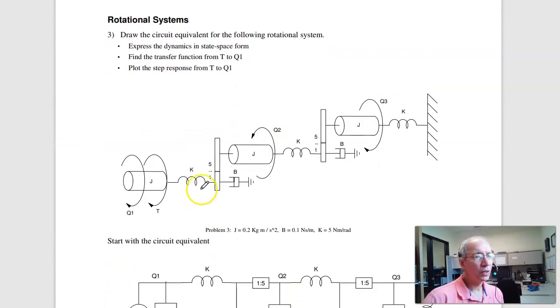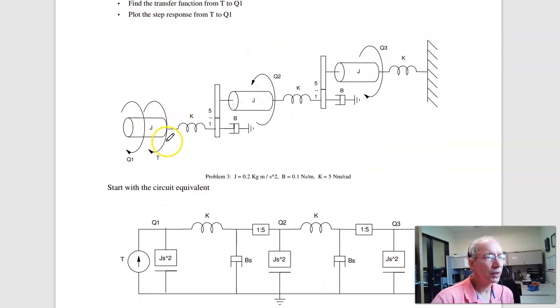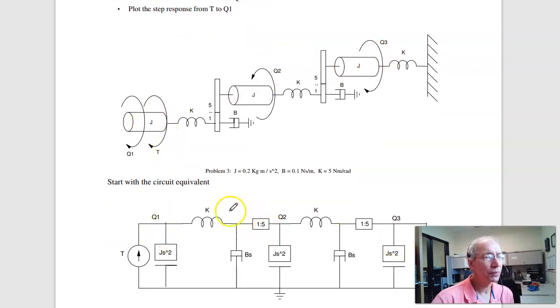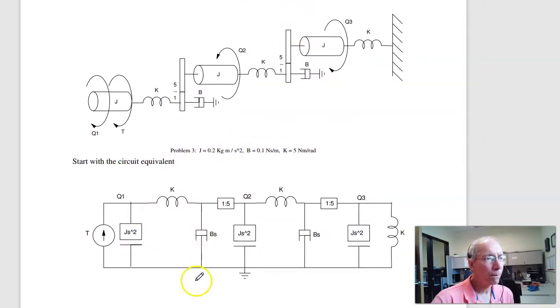Problem 3. For rotational systems, very similar approach. I've got 3 inertias. So I have 3 masses to ground, or 3 nodes. Theta 1, theta 2, theta 3, called Q because theta is not on my word processor. Each node has inertia to ground. Then fill in everything else. I've got a torque on theta 1.